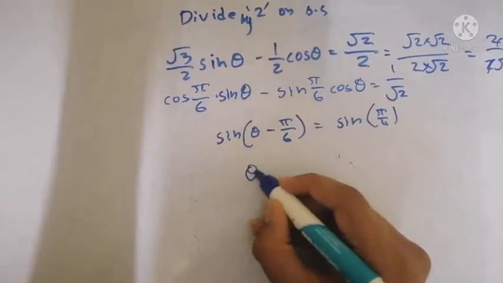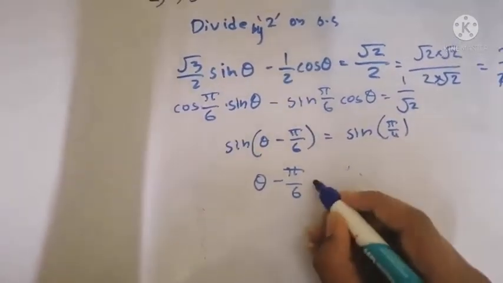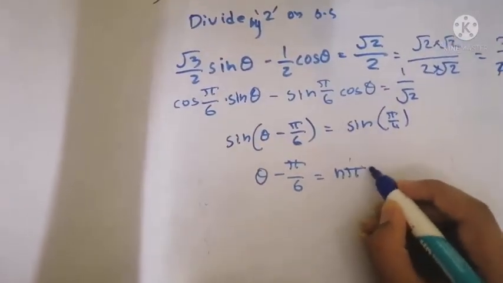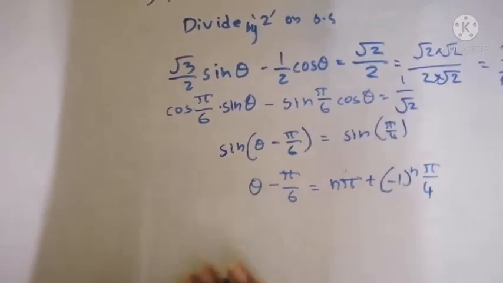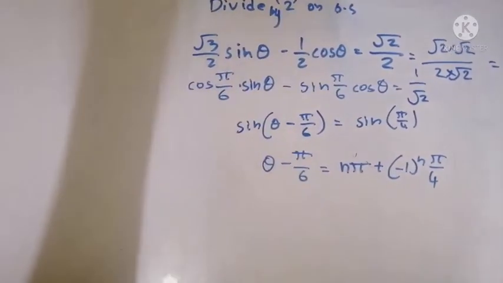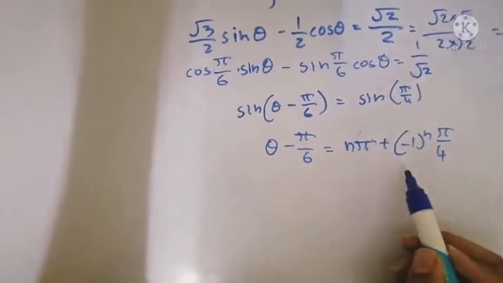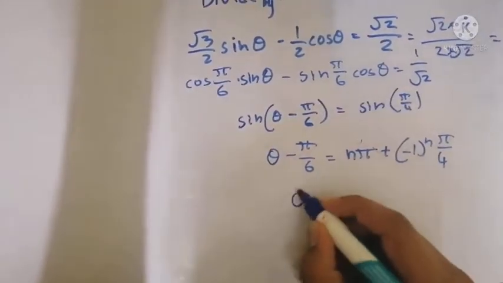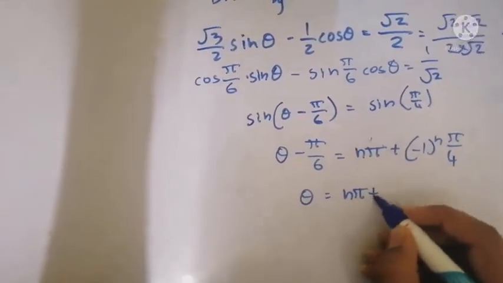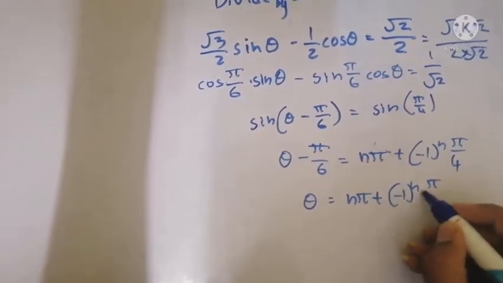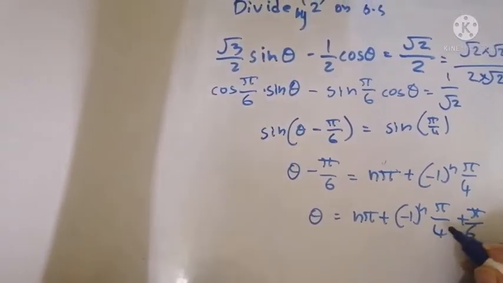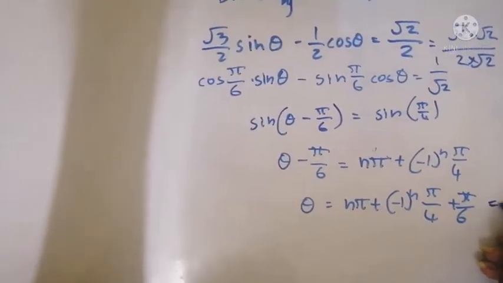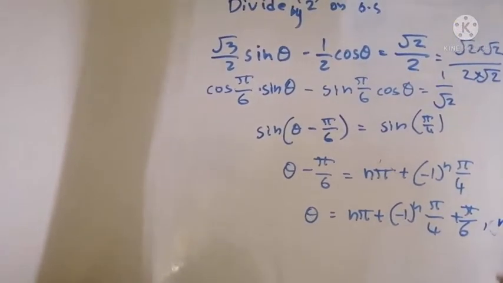Principal solution. So theta minus pi by 6 equals pi by 4. So we know the formula, n pi plus minus 1 whole power n, pi by 4. So now theta is equal to n pi plus minus 1 whole power n, pi by 4 plus pi by 6, where n belongs to integers. So this is the answer.